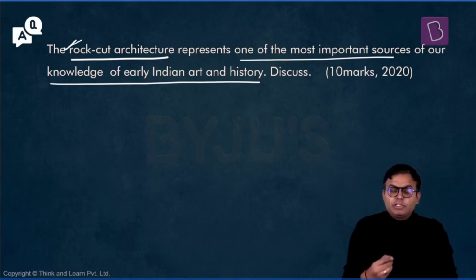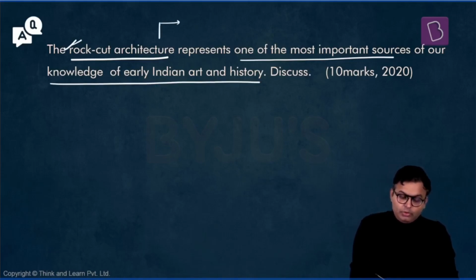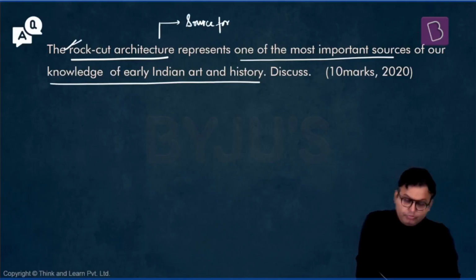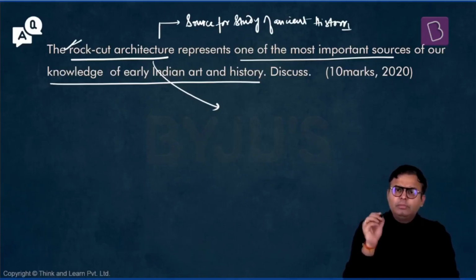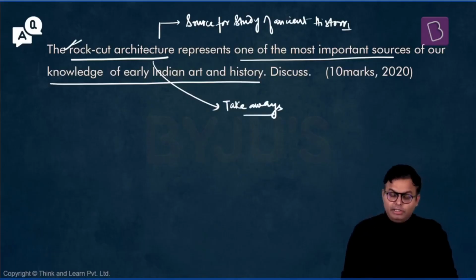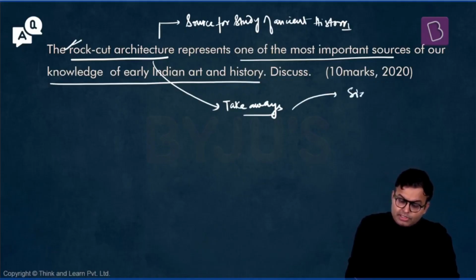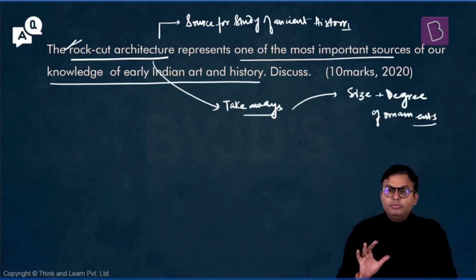To put this question in simple words, how can rock-cut architecture be a source for the study of ancient history? What all can you derive? What are the various takeaways, to put it in more lay language, from rock-cut architecture? I can tell you, first of all, the size. You have to see the size, number one. The degree of ornamentation. These two are the first pointers.